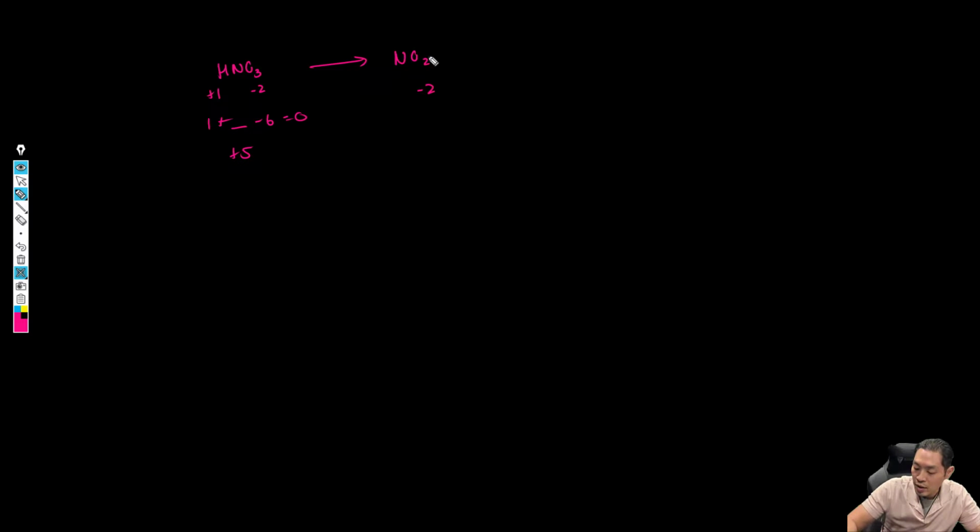Here oxygen is -2, and -2 times 2 is -4, so nitrogen is +4, sorry. Here you're going from +5 to +4, so you are gaining electrons, GER, so that means it's a reduction, or being reduced.